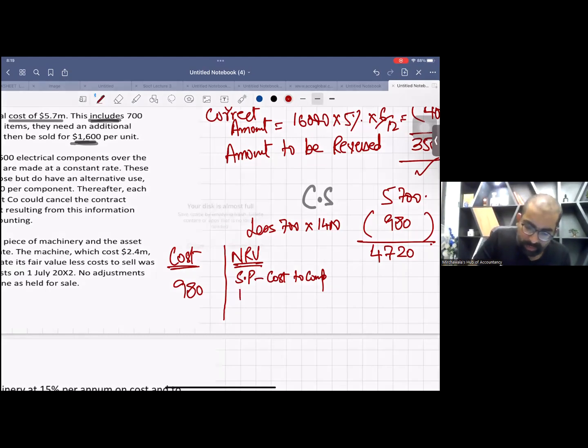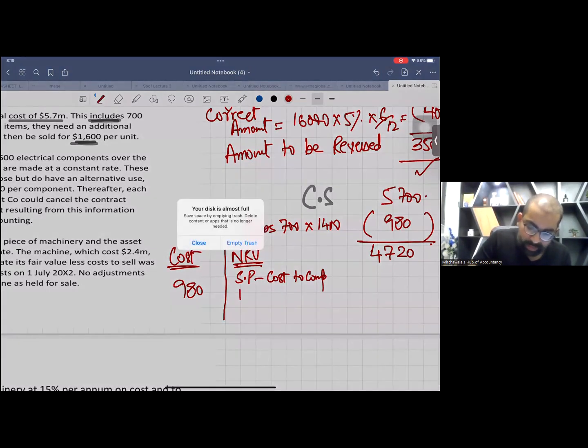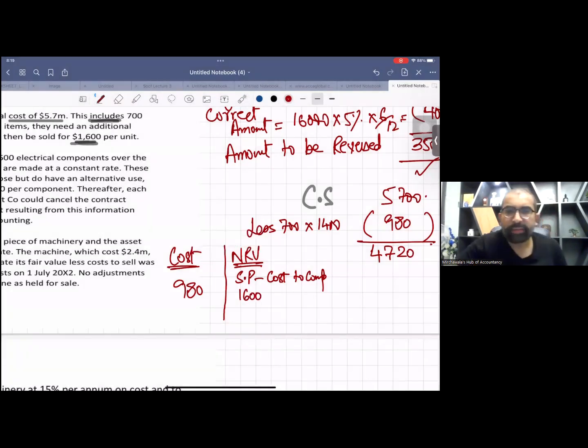So the final selling price we'll get per unit is 1,600, less the additional cost we have to incur, 400. So it's 1,200. Okay. Multiply by how many units? 700 units. Can anybody tell me what is the amount?